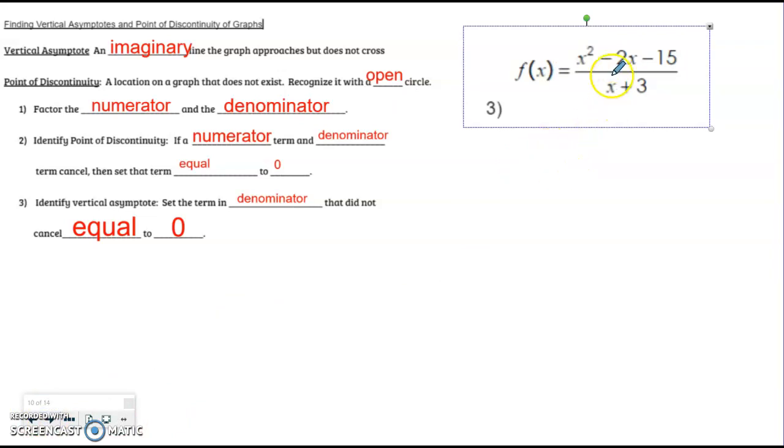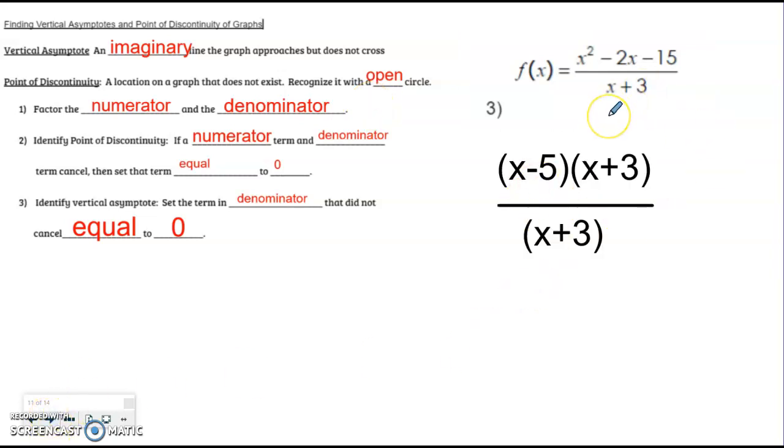All right, let's look at this other example. We have x squared minus 2x minus 15 divided by x plus 3. The first thing we're going to do is factor the numerator and denominator. If you do that, and you could easily factor it, you would find it to be x minus 5 times x plus 3, divided by x plus 3. The denominator doesn't need to be factored, but I have both in factored form. Now, because there are two things that cancel each other out, I know that there is a point of discontinuity.